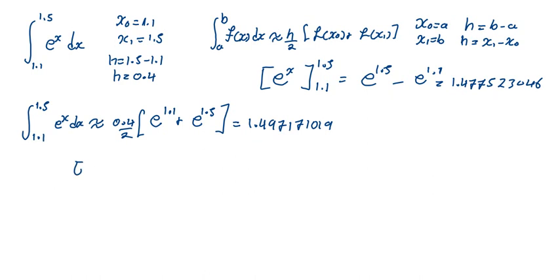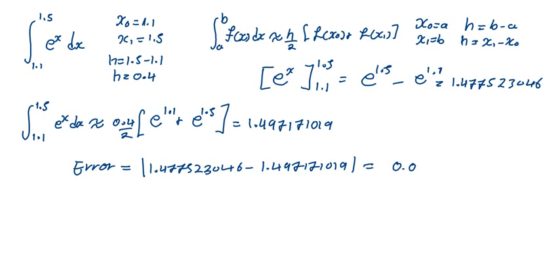So for the error, error is equal to the exact value, which is 1.477523046, minus 1.497171019. So we subtract those two. Let me see what we are going to get. Okay, so we end up with an error of 0.019647972.